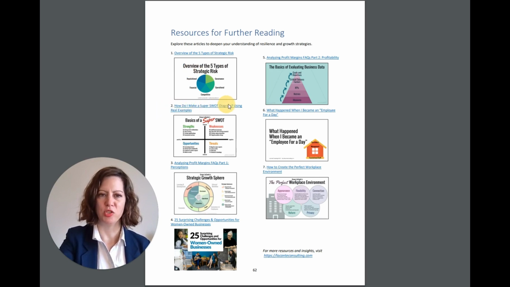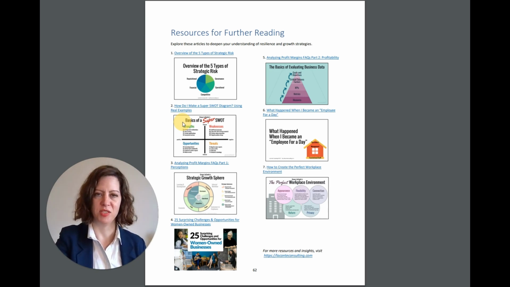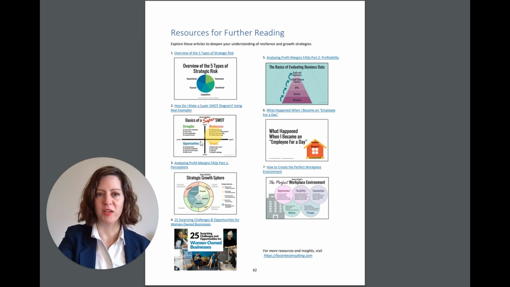The second one is, how do I make a super SWOT diagram using real examples? So a super SWOT is my take on how to take a SWOT, which is a strengths, weaknesses, opportunities, and threats tool. It's a very simple tool, but it can actually be weighted, which means that you assign an amount of value that would be more or less important in contrast to other items in that section. And then you can create a really in-depth understanding of how to address those problems or how to focus on areas that could be of incredible value in your business. So a super SWOT, this is a very in-depth explanation and video on how to do that.